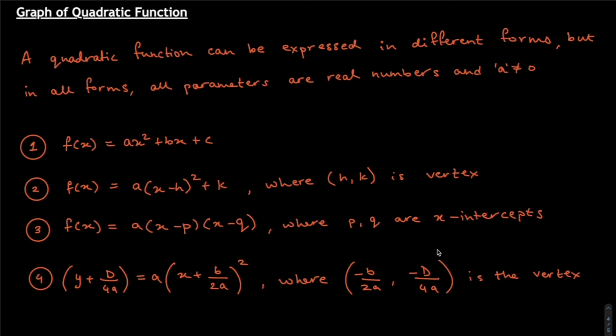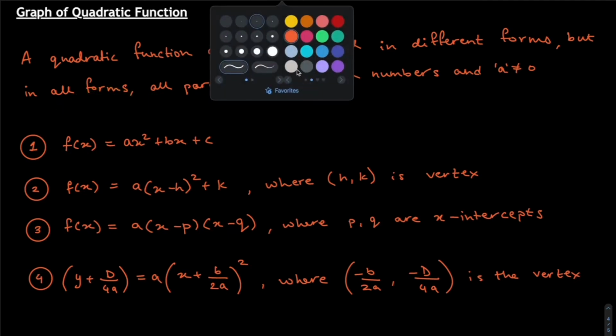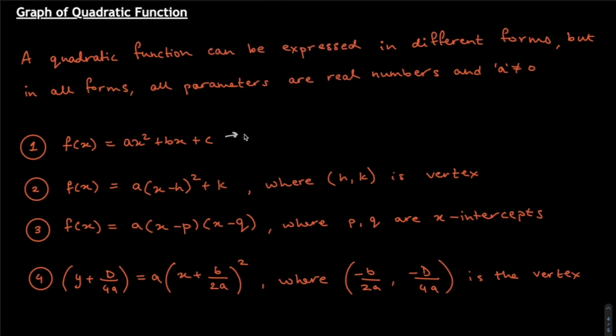So now I'm going to talk about 4 different ways of presenting a quadratic function. The first method is called the standard form. I'll change the color, maybe I'll write it in gray. I'll call this the standard form, that's what it's called overall. Standard form. I'll just rewrite this really quickly.